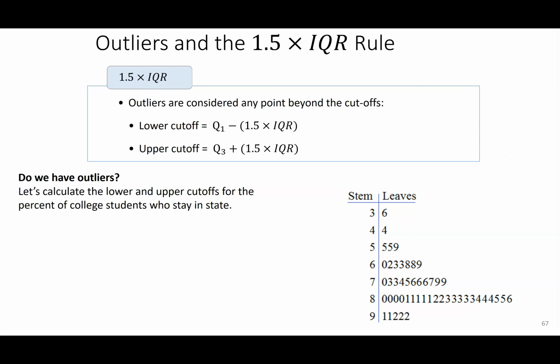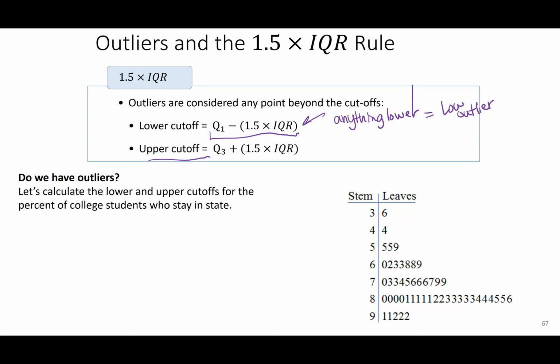Okay, outliers and the 1.5 times IQR rule. This rule helps us find out what values are outliers, what values should just be points by themselves on a box plot. So we have a lower cutoff, which is Q1, our first quartile, minus 1.5 times IQR. Anything lower than this point is a low outlier.